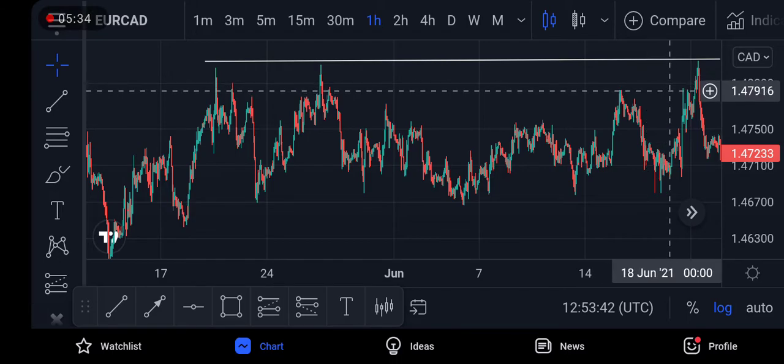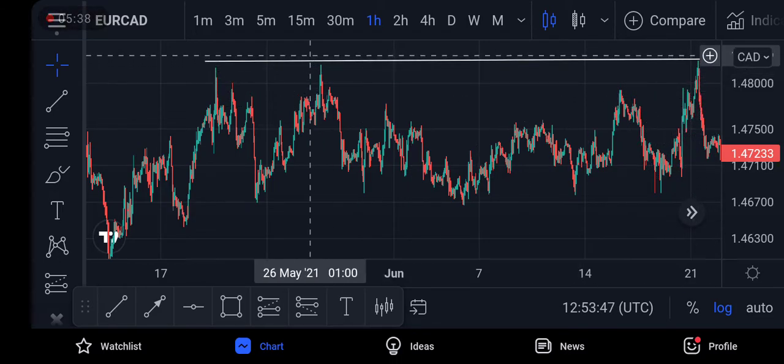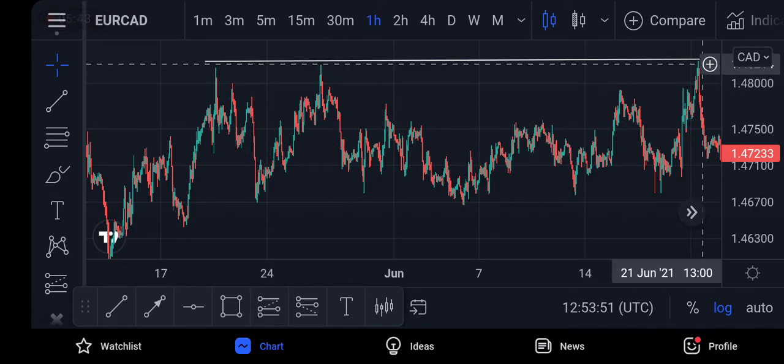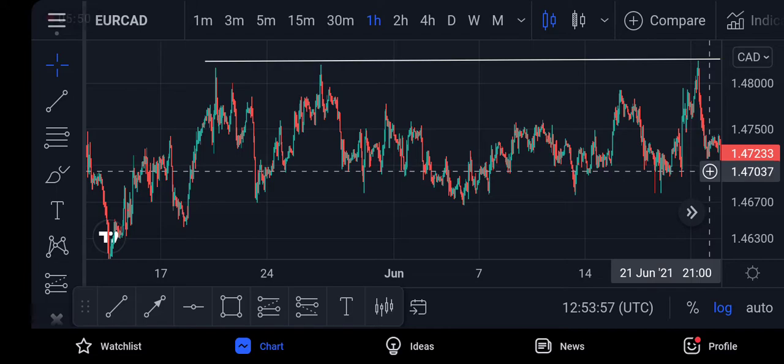I remember I told you this region has the highest probability of playing out our third touch. This was the first touch here, the second touch, and this was the third touch. And the market gave us the third touch. And what happened next? The market started going down.